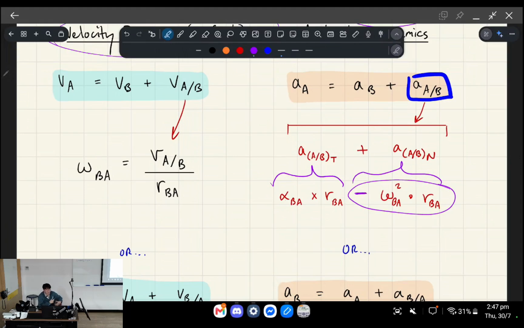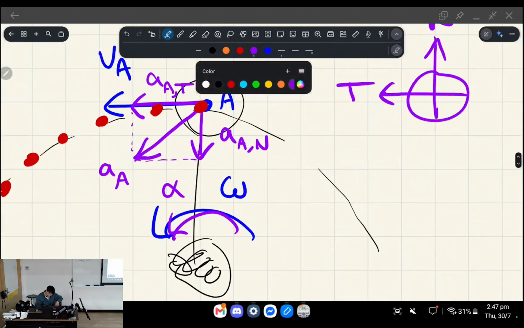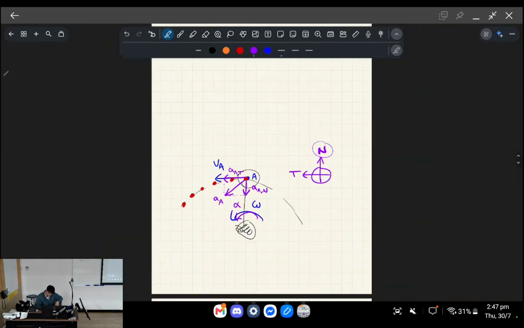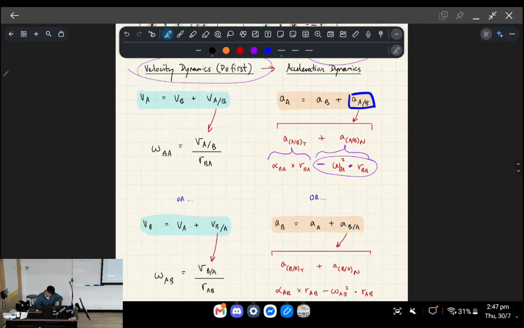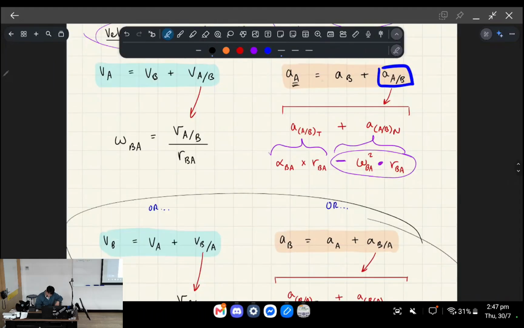The angular velocity squared dot product with the lever arm. Okay, so why is it negative? It's negative because remember, this arrow is pulling in the negative normal direction. So that's why this negative is very important. This one's just the other one, the order flipped around. So A gets flipped to B, and then the subscript gets flipped around as well.